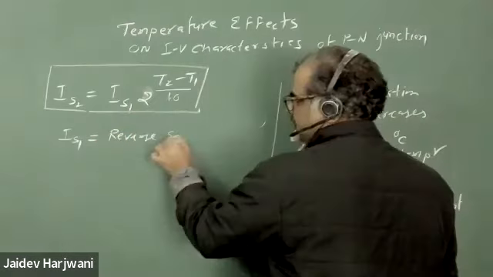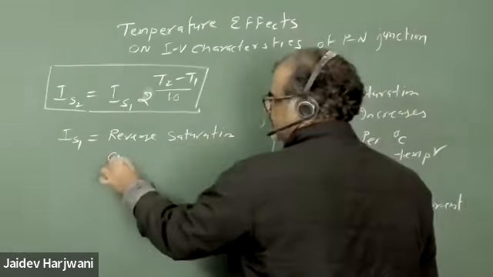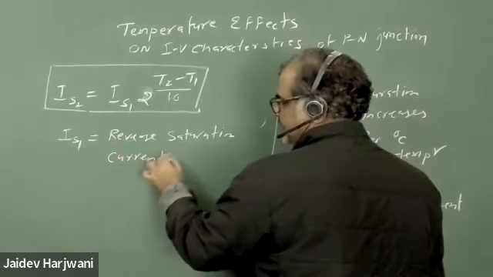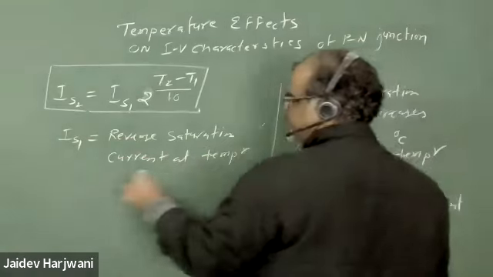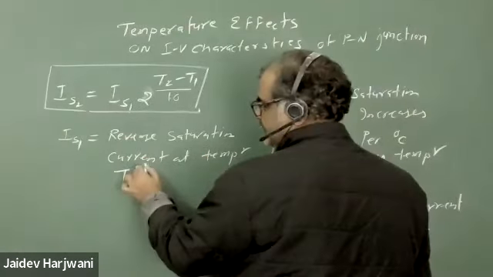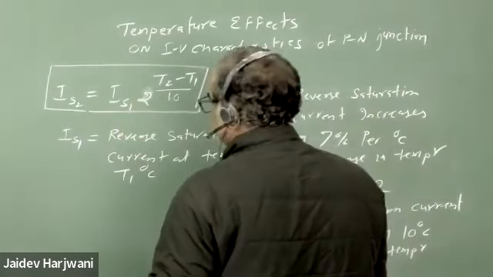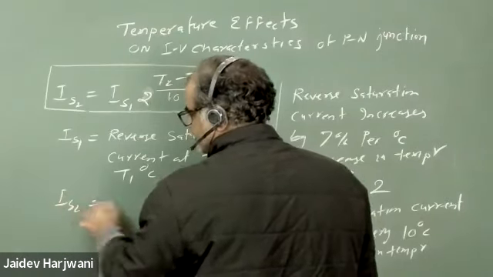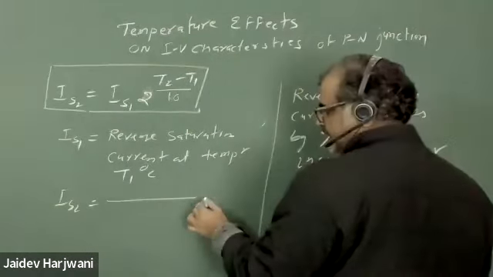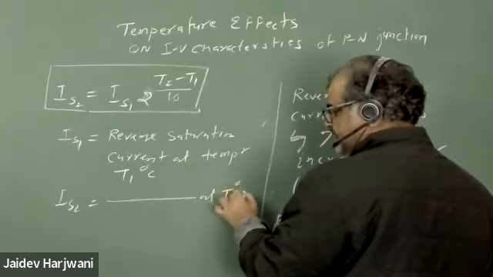Reverse saturation current at temperature T1 degree centigrade, or Kelvin also you can write. The difference is the same always. And IS2 is your reverse saturation current at temperature T2 degree centigrade.